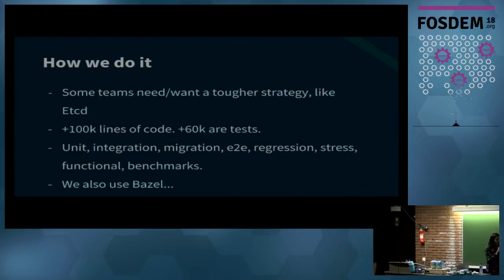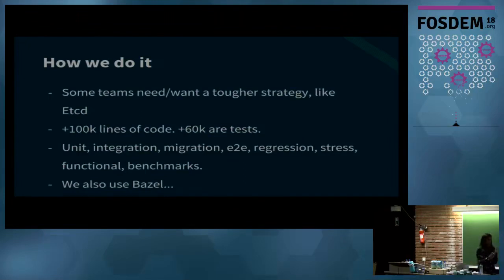Okay, so as I said, our products are very different. We have Tectonic that is more enterprise, and we have etcd that everybody loves, and then we have Container Linux, and so on. So for example, even though I don't work directly with the etcd team, they're the ones that have a tougher testing strategy for many reasons. Of course, because etcd is one of the most popular pieces of software right now.